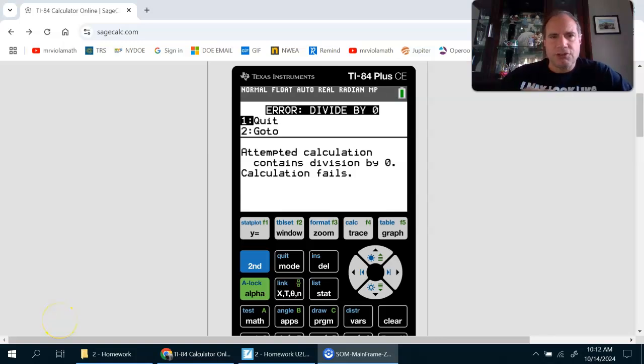And I just wanted to show you here's what the calculator would say if you put the fraction in. If you get any denominator of 0 in your calculator and press enter, it'll say error, divide by 0. And then it gives you a little explanation. Attempted calculation contains division by 0. The calculation failed. All right, because the calculator can't do it either. It's an undefined slope.